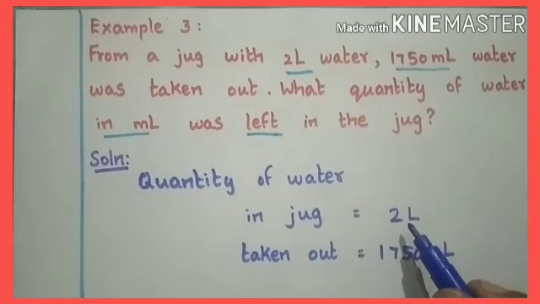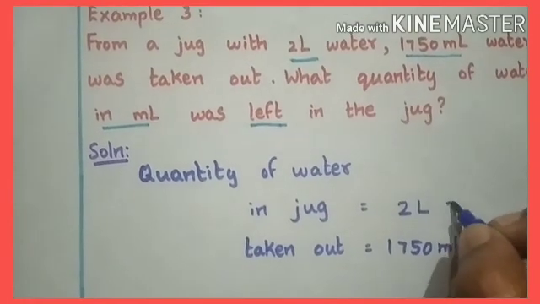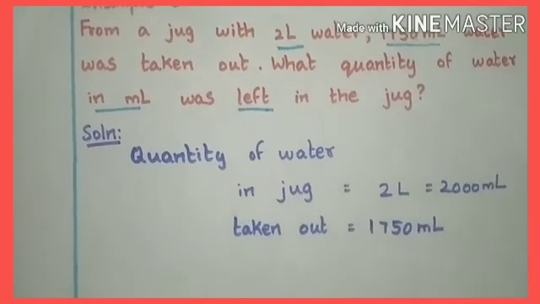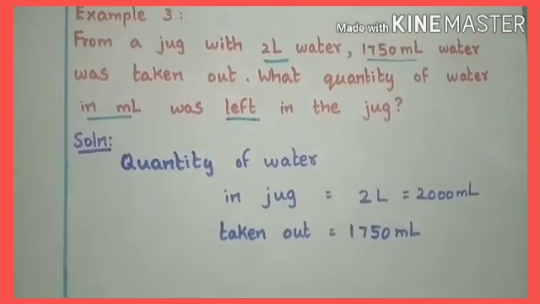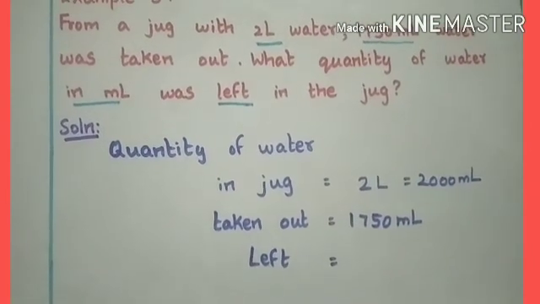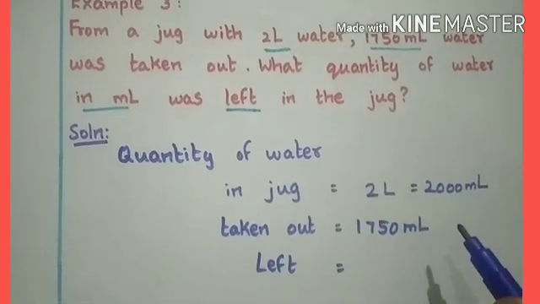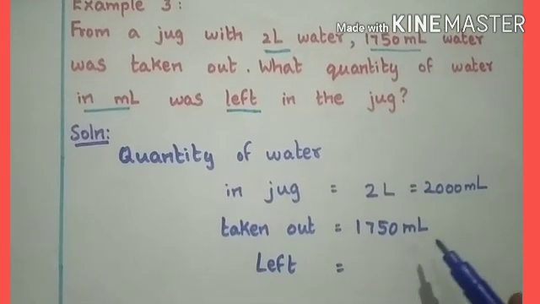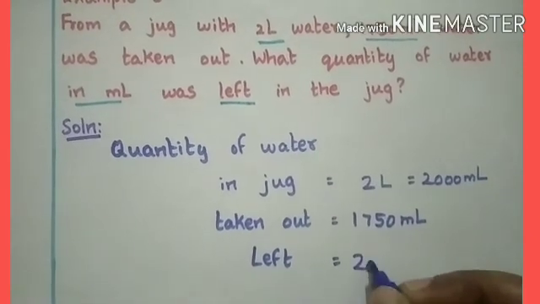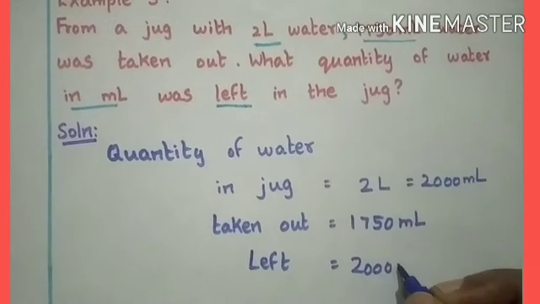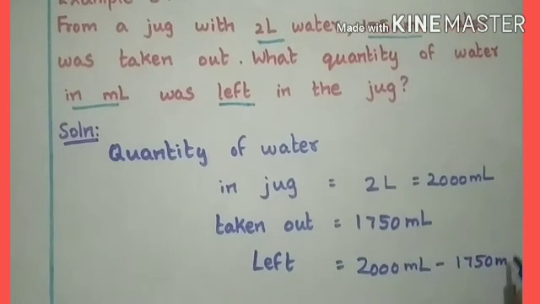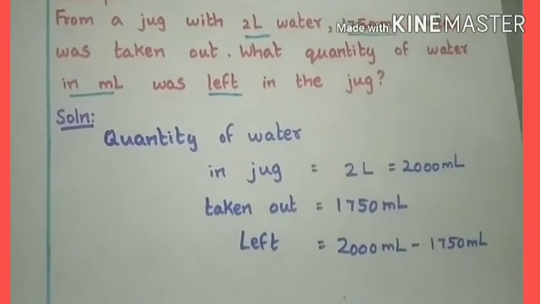How do we convert 2 liter into milliliter? Yes, 2 liter is equal to 2000 milliliter. Multiply by 1000. Now we have to find the quantity of water left. Subtract the quantity of water taken out from the quantity of water in jug. That is, subtract 1750 milliliter from 2000 milliliter. Let's subtract the numbers.